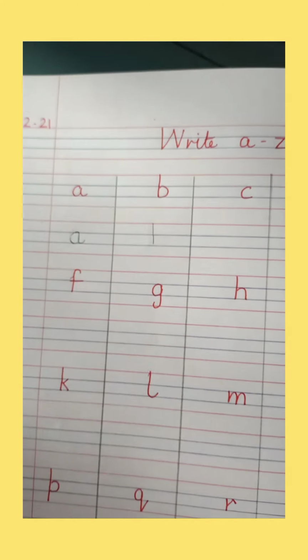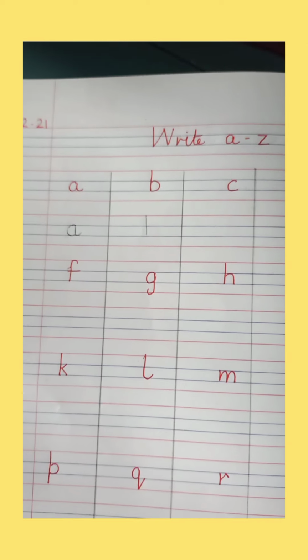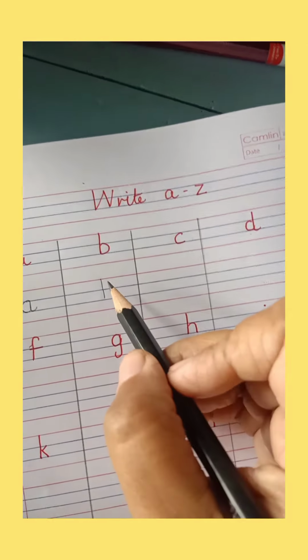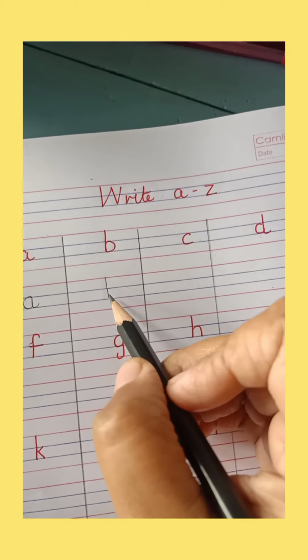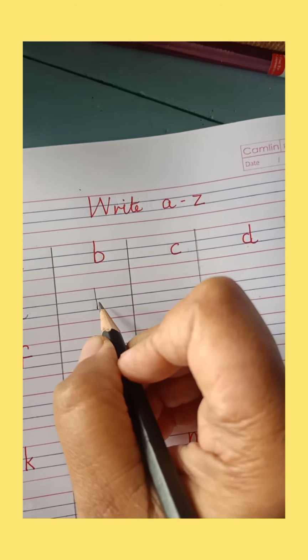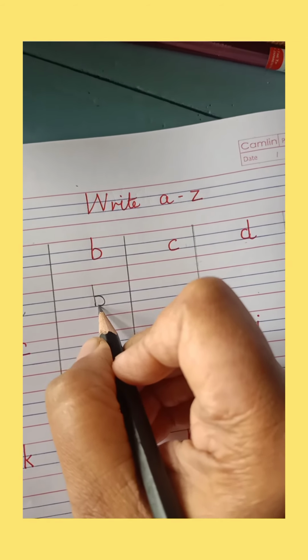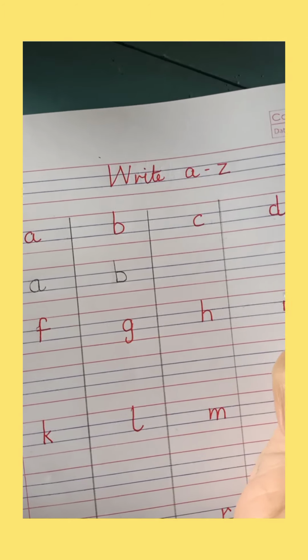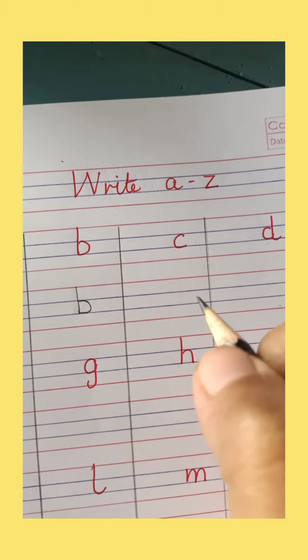So kids, what I was teaching you to write, small b, and how we'll go about that? See, from the top red line, ma'am has made one standing line till here, till the blue line. Okay, then you all know how to write b now. We'll do like this. See, small b is done. Now let's come to the small c.